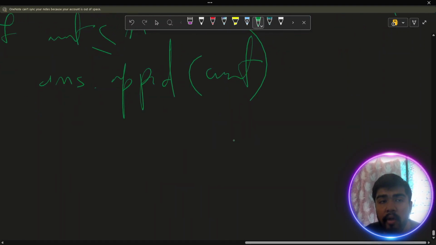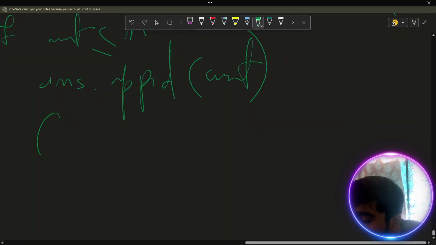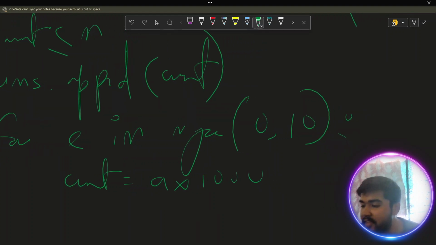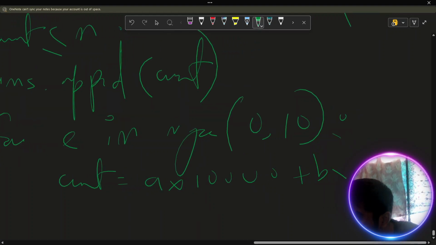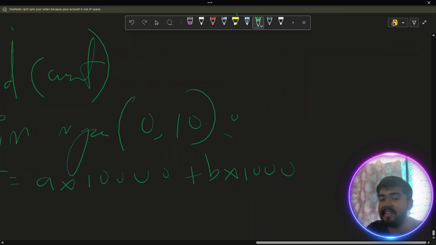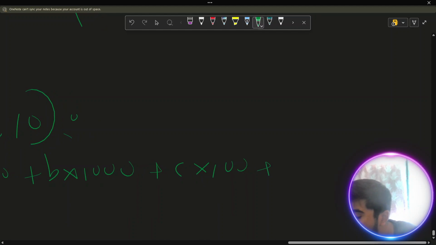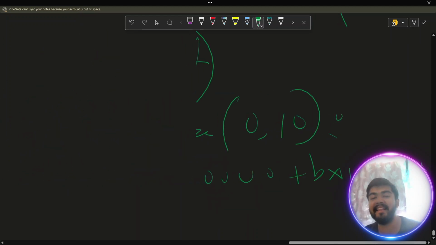So now if it is smaller, then we have the last loop, for e in range, again from 0 to 10, and my current is altogether going to be a into 4 zeros, not 1000, it is 4 zeros, plus b into 1000 plus c into 100 plus d into 10 plus e. Now that is the current.